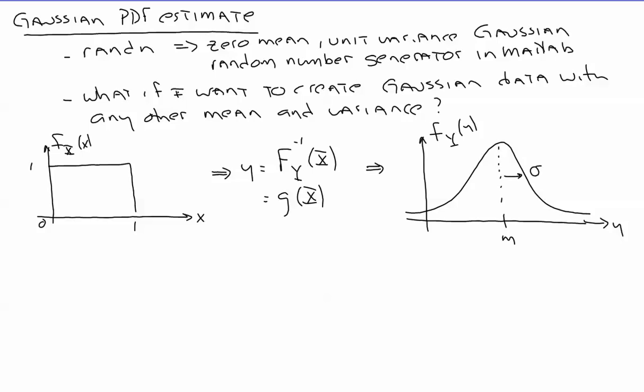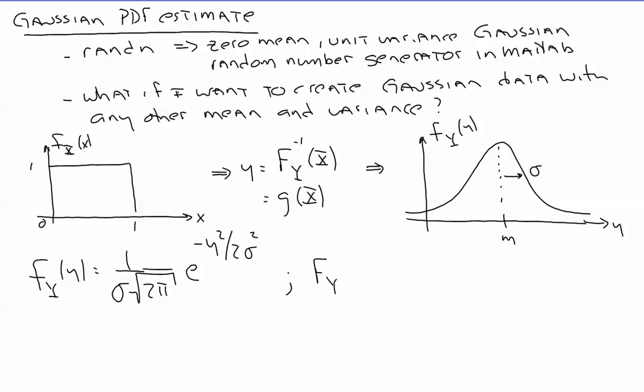Okay? My probability density function equals 1 over sigma square root of 2 pi e to the minus y squared over 2 sigma squared. And the cumulative distribution function, that's that.